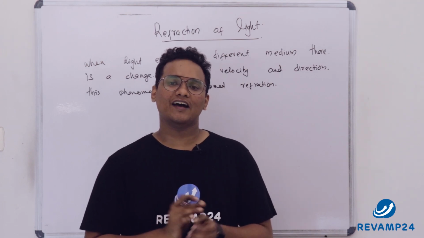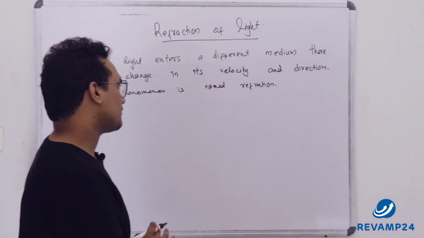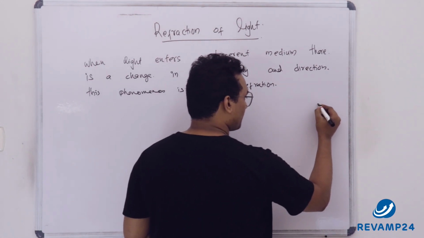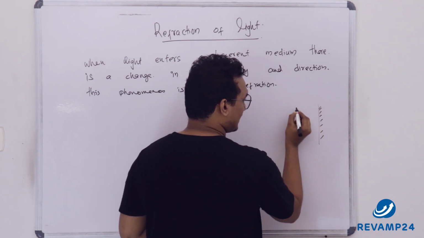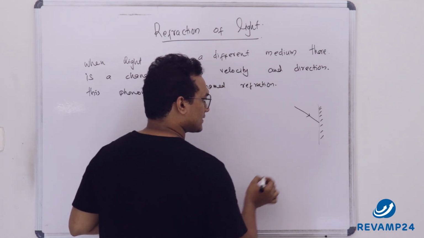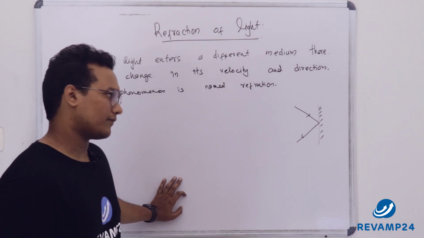In this video, I will explain to you about refraction. First we will see what a reflection is. In reflection, we have a plane mirror. An incident ray is coming in one direction. After reflection, it is going in another direction, obeying the laws of reflection.